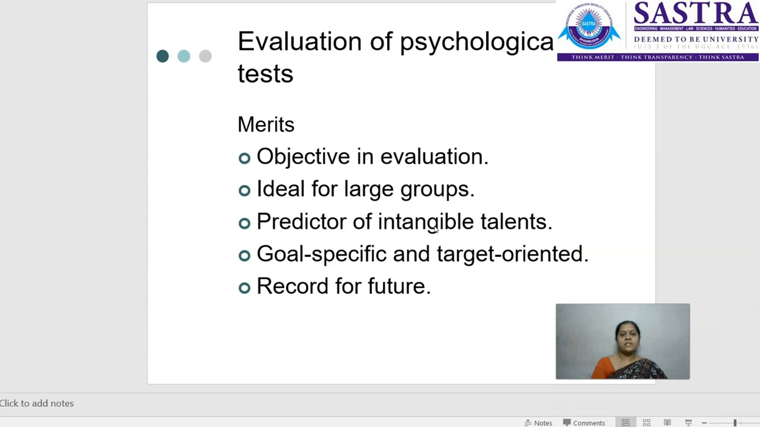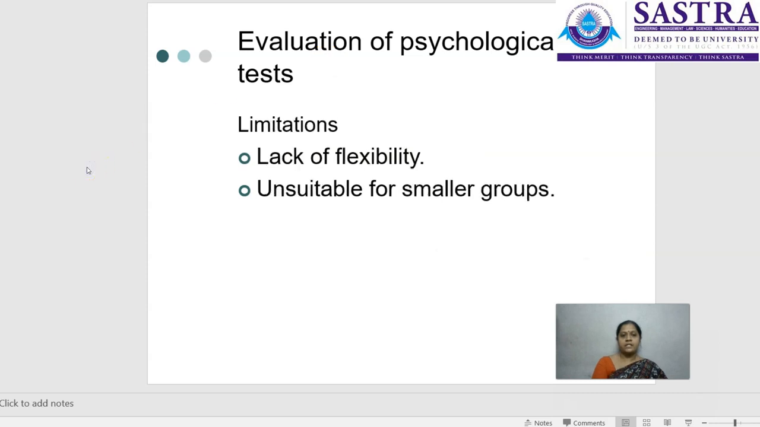And the last one is record for future. Here the records pertaining to the selection test can be preserved for future references and researches. So these are some of the merits that psychological tests have, and they also have some limitations.